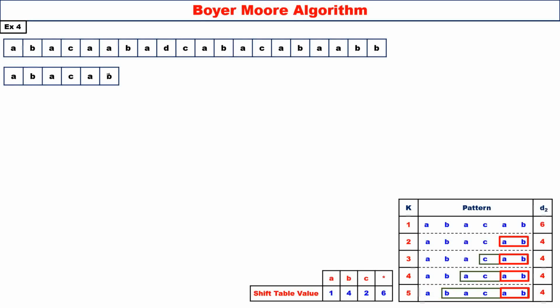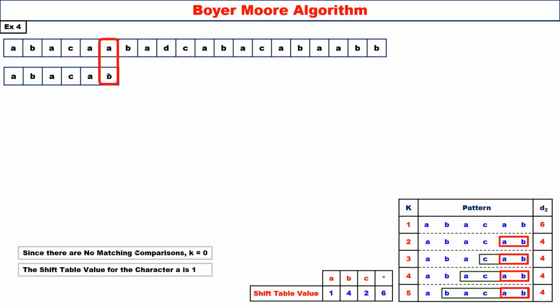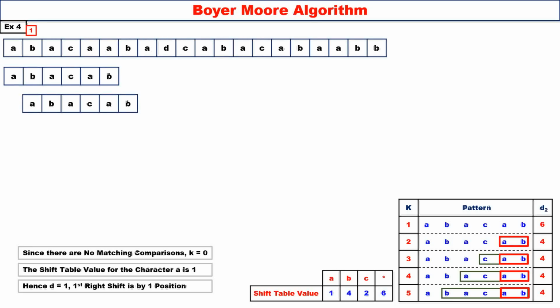So we are ready with our D2 table and also shift table. Now we should consider the pattern matching. So B and A are compared. They are not matching. Therefore, no matching comparisons. K is equal to 0. So when K is equal to 0, what is the shift table value for the mismatched character in the main string A? 1. So it is very simple. Since B is equal to 1, first right shift is by 1 position. Yes, 1. It is shifted to the right by 1.